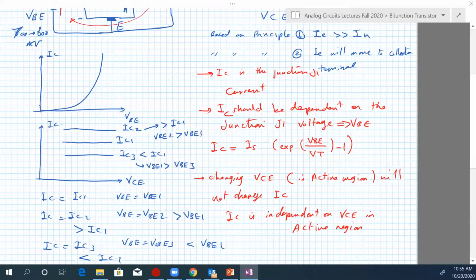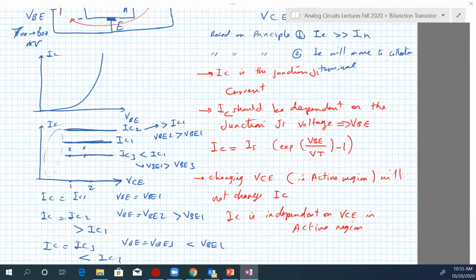Let's now have a look. Of course, these are incomplete curves, because as I said, there is another region called the saturation region in which IC will change with VCE. But let's look at just the active region. In the active region, you will have a constant like this. Whatever VCE changes, IC will be constant. So here, for example, VCE is 1, IC is 5. Here VCE is 2, IC is again 5, and so on.